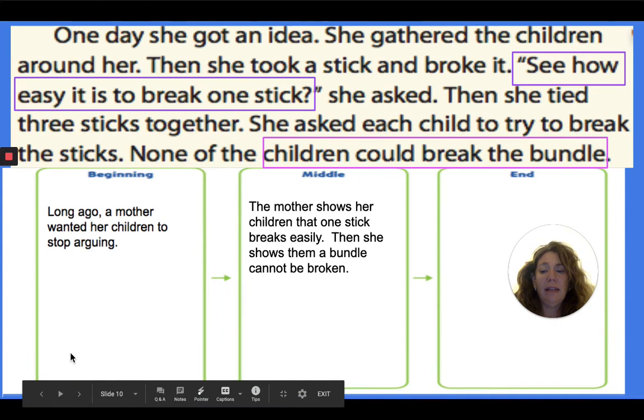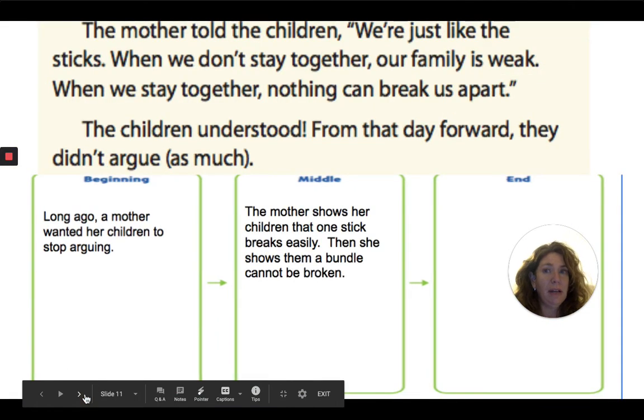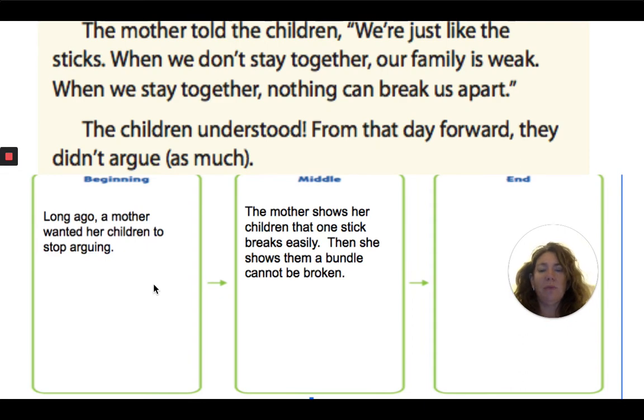All right, let's look at the next one. The mother told the children, we're just like the sticks. When we don't stay together, our family is weak. When we stay together, nothing can break us apart. The children understood. From that day forward, they didn't argue as much. Children always argue sometimes, but it sounds like they got a lot better.